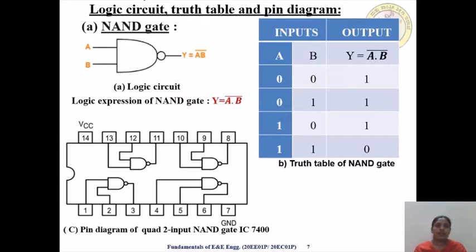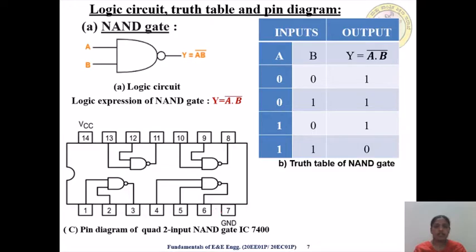Next, to verify the truth table of the NAND gate, here A and B act as the inputs and Y is the output. The expression is Y is equal to A dot B whole bar. This is the pin diagram showing how to give the connections to verify the truth table of the NAND gate. The IC used for the NAND gate is IC 7400. Here 1 and 2 are the inputs for the NAND gate, 3 is the output.